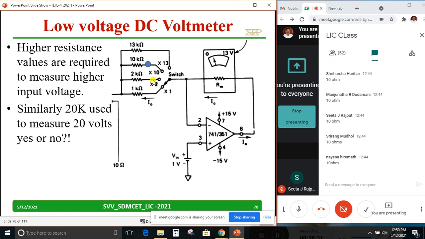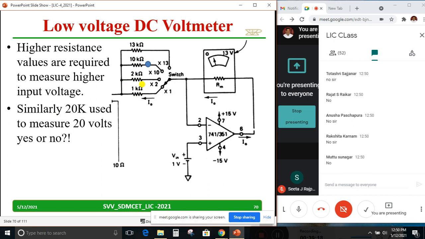Similarly, now I want you people to answer in the chat box. Instead of 13 kilo, if I connect 1K for 1 volt, 2K for 2 volt, 10K for 10 volt, 13K for 13 volt, can I connect a 20K so that I can measure this particular meter up to 20 volts? You can say either yes or no. Those who are online, they can type any one answer, yes or no. Answer may be wrong, no problem, I'll be happy to see your name. Can I connect? Okay, no.